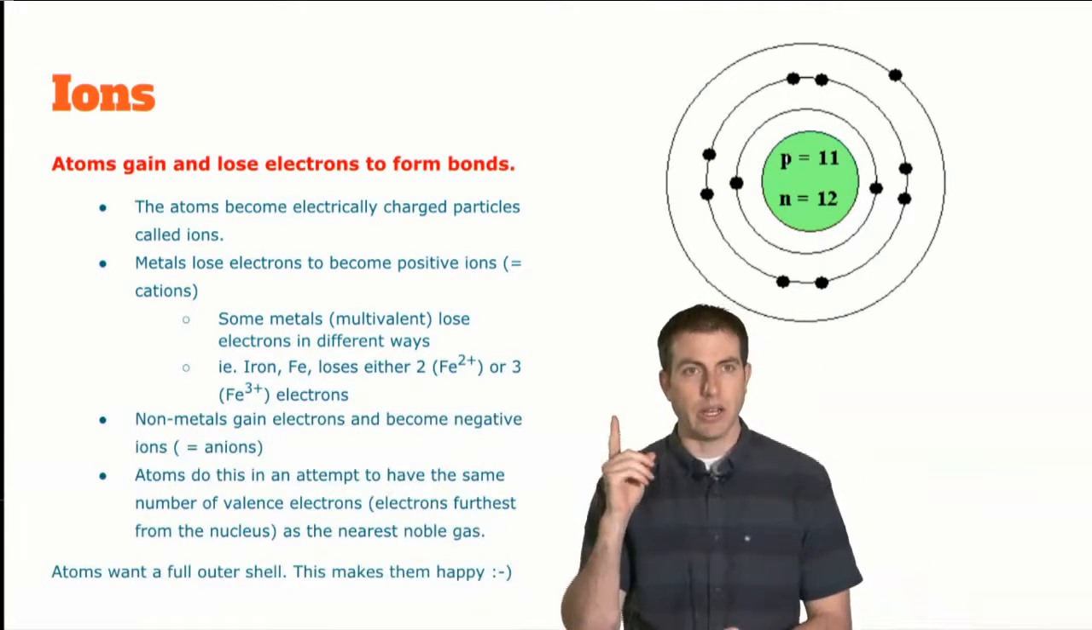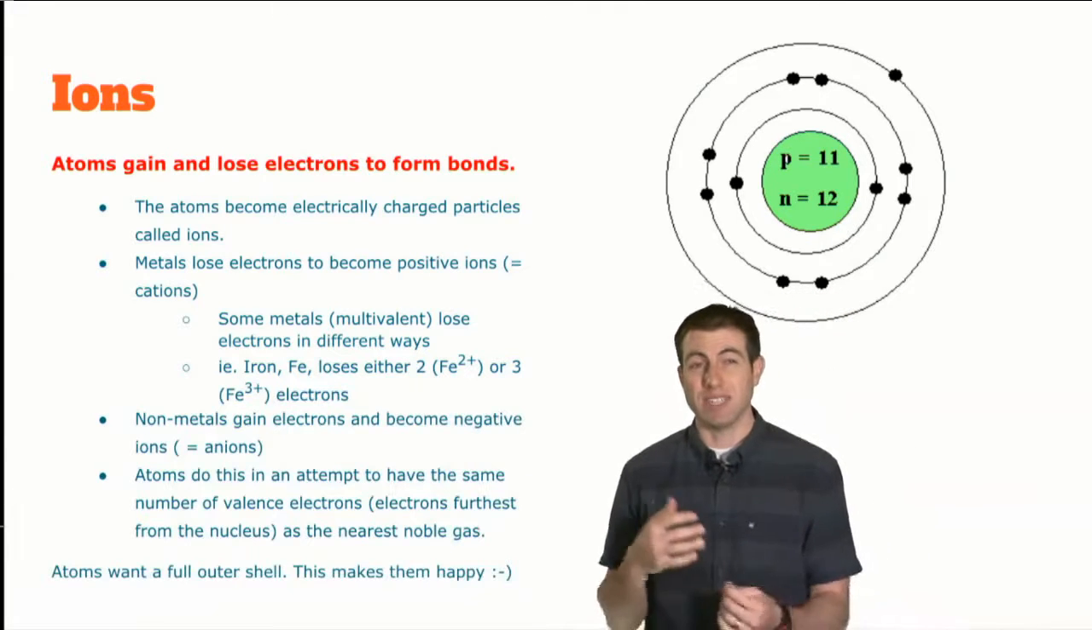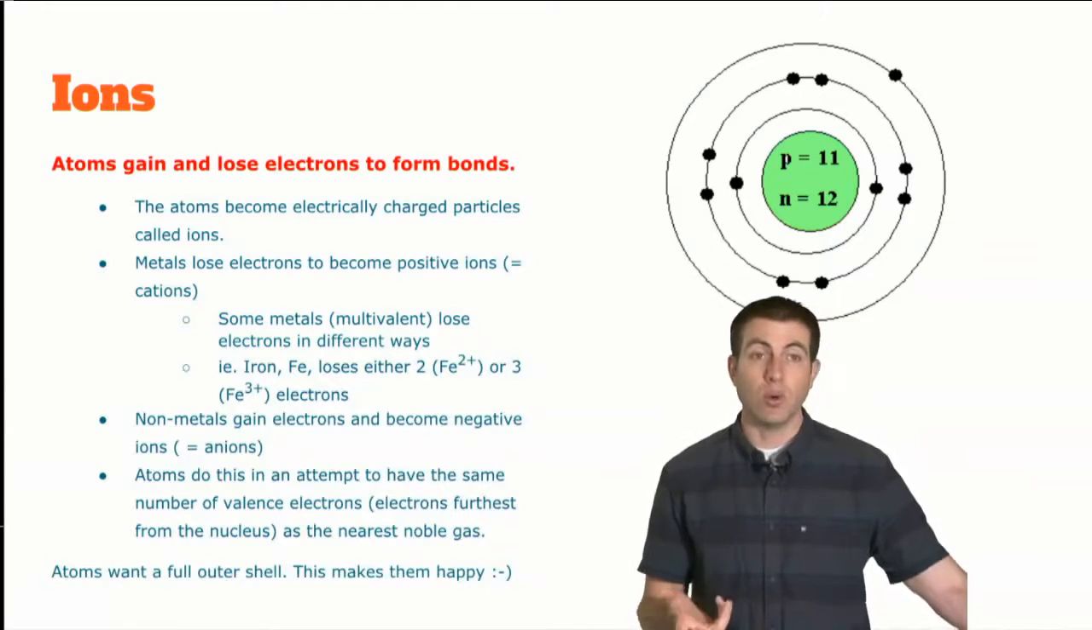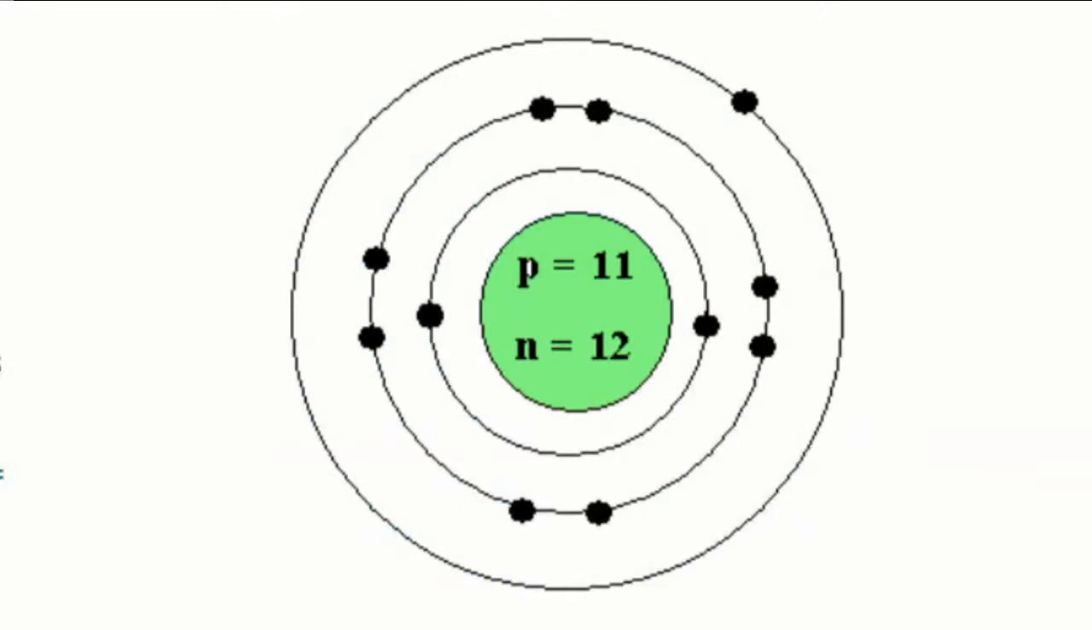So above me here, I have atomic number or protons of 11. If I look on my periodic table, 11 is sodium. So this is a Bohr model of sodium. There's 11 protons, there's 12 neutrons, and how many dots do I have? Well, if there's 11 protons, there's 11 electrons. So we have 2 in the first shell, 8 in the second shell, and then we have this one kind of hanging out by itself out here in the third shell.